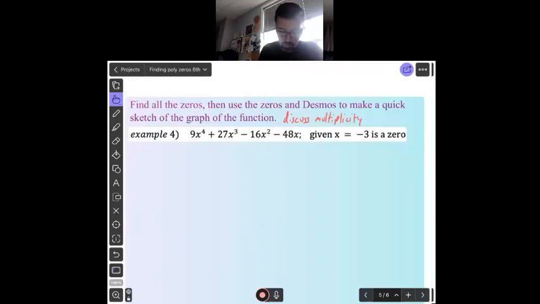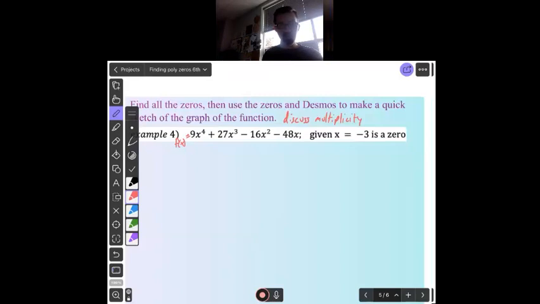So we are given our function, and I also did forget to put the little f of x equals here, but that's not a big deal. Okay. So f of x equals 9x to the fourth plus 27x cubed minus 16x squared minus 48x. There's no constant there at the end. That's weird. So that actually does need to be addressed. There's no constant. So there is a gap there, and then we would add 0 onto the end of that problem.